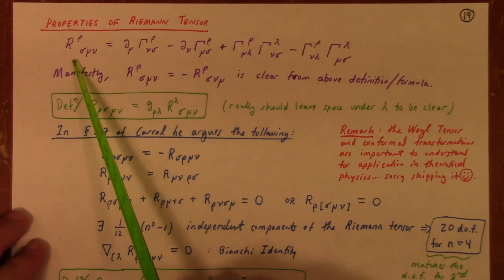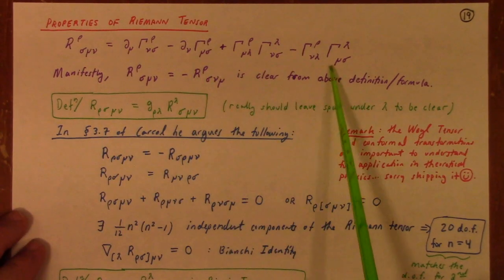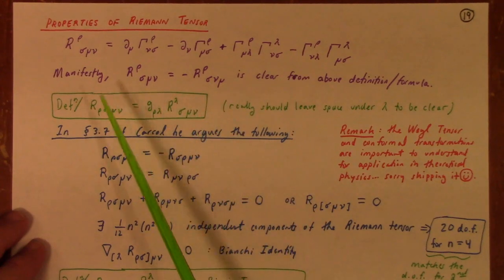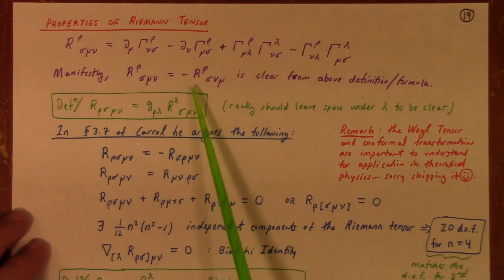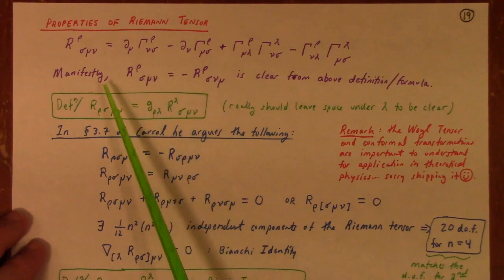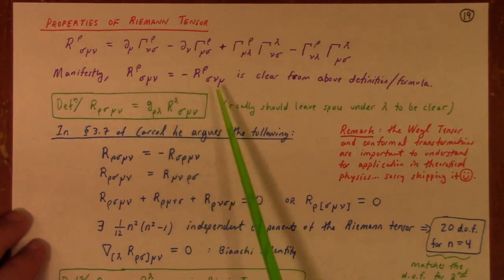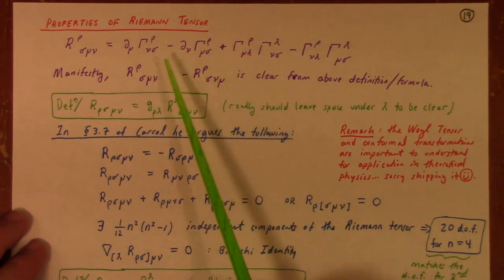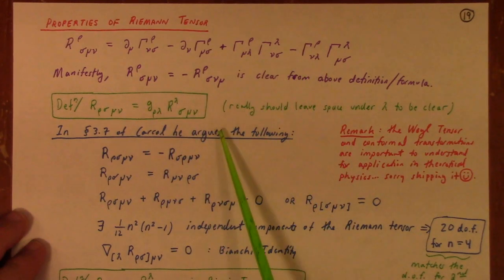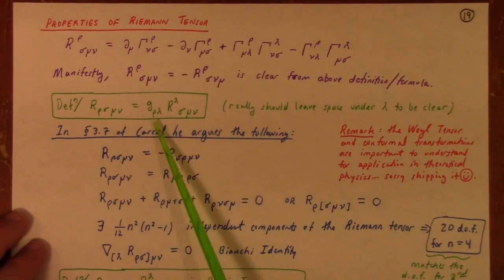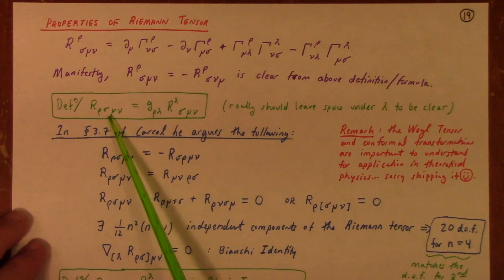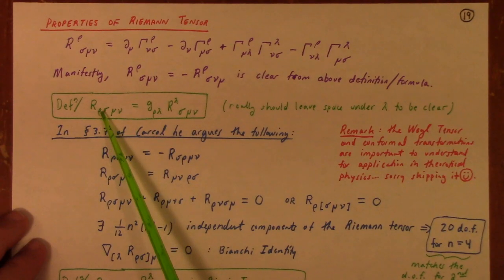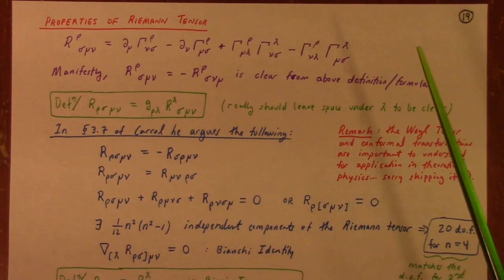So here's our formula for the Riemann tensor, right? There's the basic formula. And it's always interesting to notice that it's antisymmetric in its last 2 indices. That's manifestly true from the definition. You can also lower an index like this to give you the completely covariant Riemann tensor, if you want to call it that.